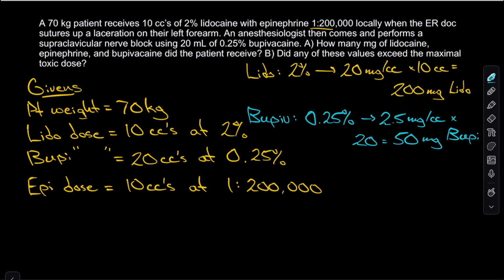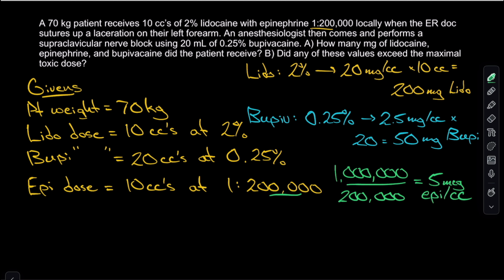And then the trick for calculating epi is, it's called the rule of a million. So you would take, again, we'll change colors, 1 million divided by 200,000, this number here, equals 5. And then that gives you mics of epi per cc. So the epi was in the 10 cc's of lido with epi that was used. So that's going to be 50 mics epi.